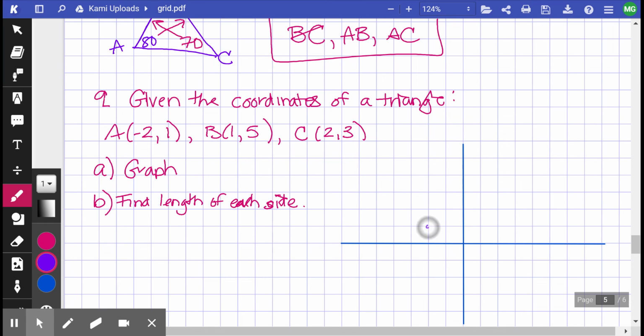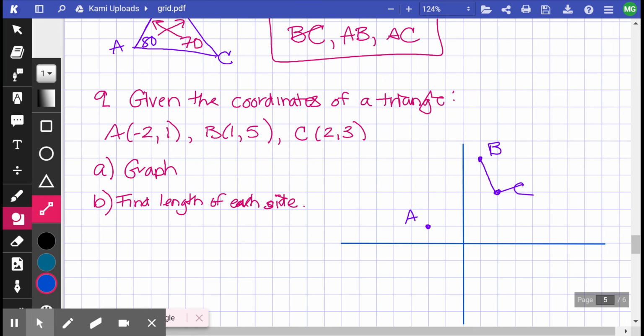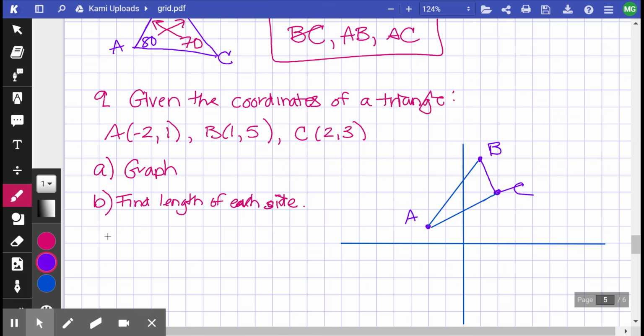So -2, 1, label it A. And 1, 1, 2, 3, 4, 5 is B. And 2, 3, 1, 2, 3 is C. Connect those. Okay, so we want to find the length of each one, so don't forget your distance formula.